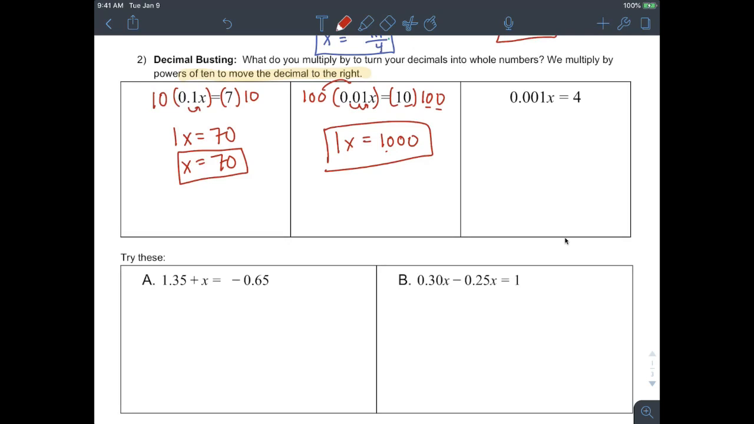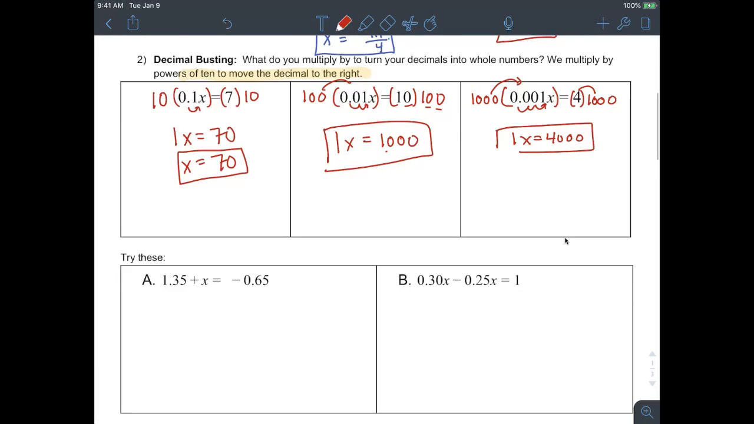0.001x is equal to 4. So if I want to change this decimal into a whole number, I need to scale up the equation. So what number can I multiply by that has 3 zeros in it? That's 1,000. Okay. So when I multiply that in, it moves the decimal 1, 2, 3 places, giving me 1x is equal to 4 times 1,000, which is 4,000.